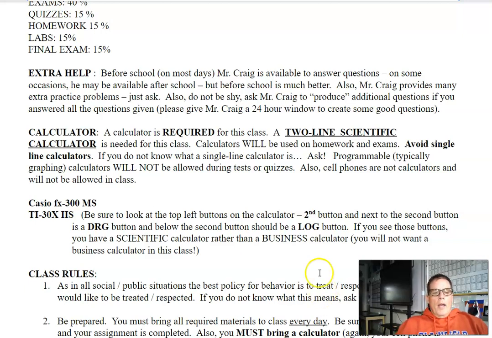Calculators. You will need a calculator for this class.